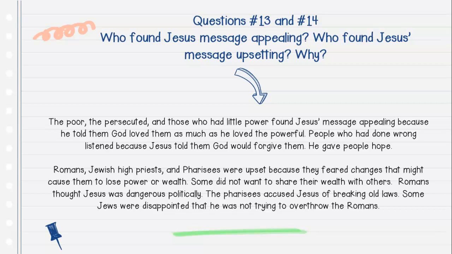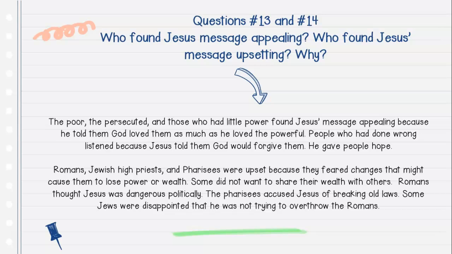Questions 13 and 14. Who found Jesus' message appealing? Who found Jesus' message upsetting and why? The poor, the persecuted, and those who had little power found Jesus' message appealing because he told them God loved them as much as he loved the powerful. People who had done wrong listened because Jesus told them God would forgive them.